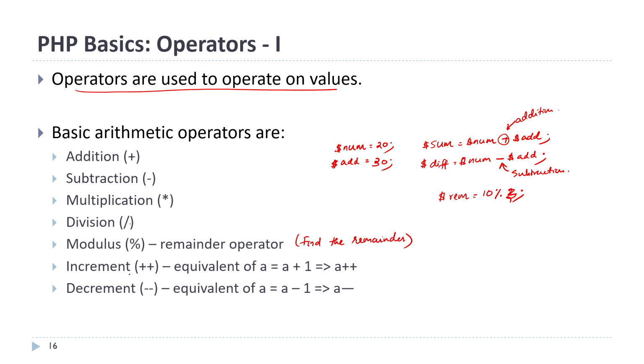Then the increment operator plus plus is equivalent of saying a is equal to a plus 1. Instead of that, if you say a plus plus, it is equivalent to saying a is equal to a plus 1. So, whenever you have to add 1 or subtract 1, you can use a plus plus or a minus minus. This looks like a large dash, it is 2 dashes like this, minus minus. That is a decrement operator. Remember, increment and decrement will only add or subtract one individual value.